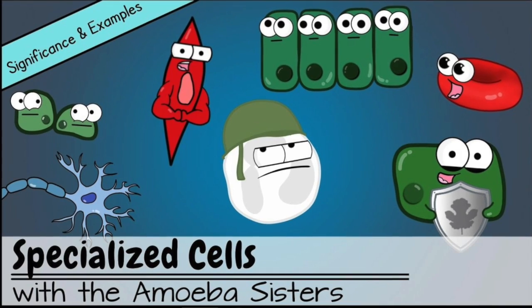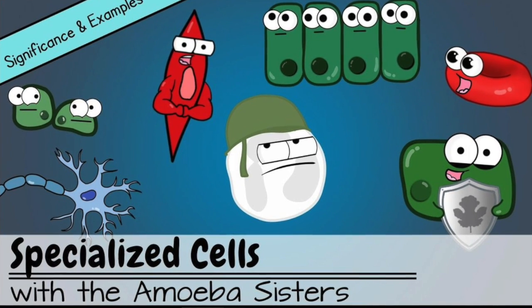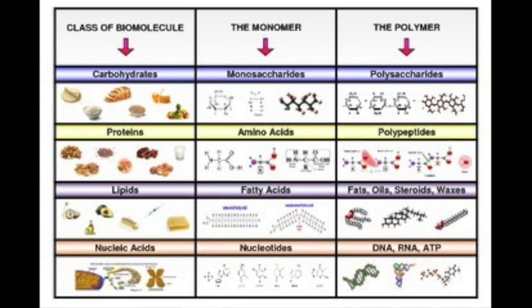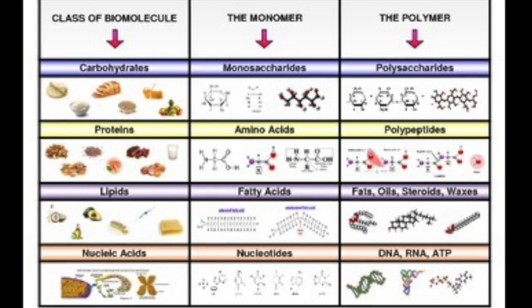We have different cells to do specific things. They are called specialized cells. Groups of specialized cells work together to make tissues such as muscles. Different tissues are put together to form a larger group, which are called organs. Macromolecules are crucial to our bodies because they provide us with energy, strength, and insulation.